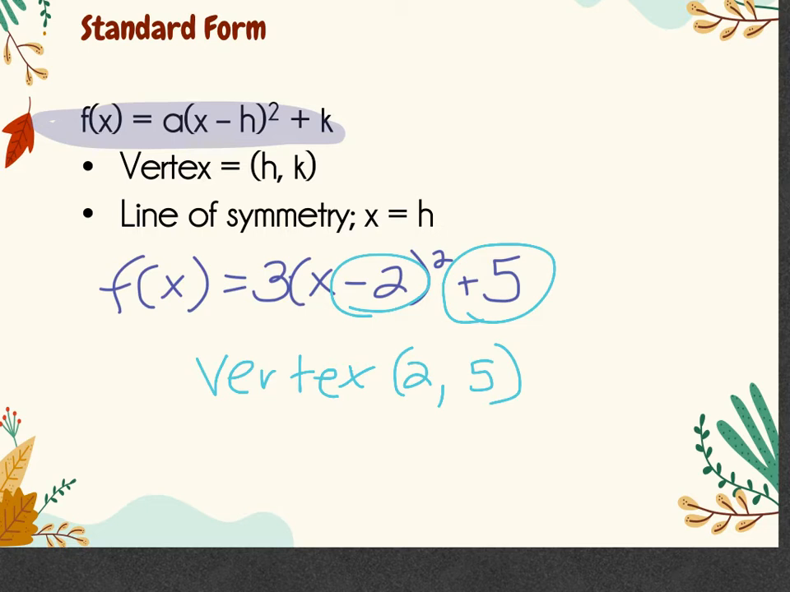Then the axis of symmetry is x equals whatever that h is. So my axis of symmetry here would be x equals 2. So all that information I get straight from my equation. I don't have to do any work for that. The additional points is what I'm going to have to do work for.